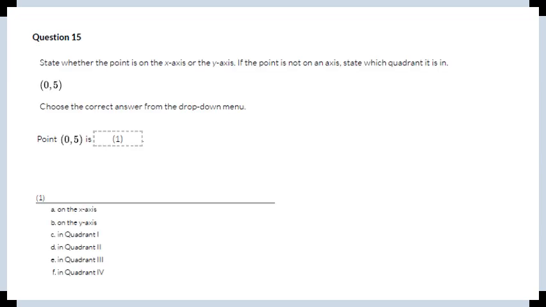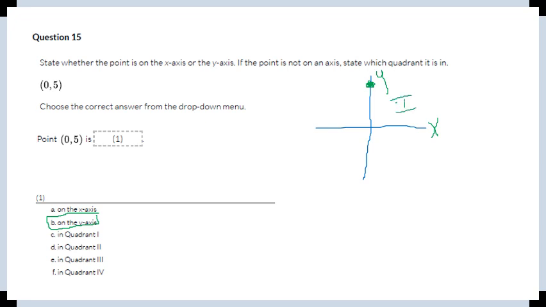Okay, state whether the point is on the x-axis or the y-axis. If it's not on an axis, state which coordinate it's in. So 0, 5. Well, if I look at a graph, 0, 5 would tell me I don't move any to the left and right, but I would go up to about 5. So that, remember, the left and right is your x-axis, up and down is your y-axis. So I would say that this is B on the y-axis.